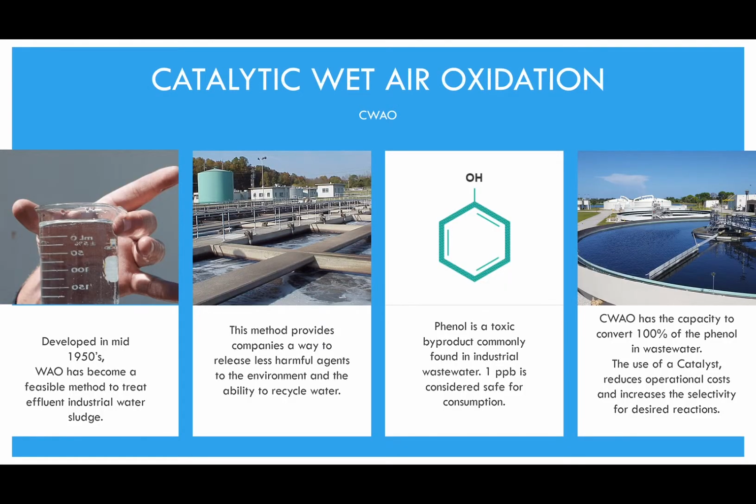There are currently a variety of methods that can be used to treat wastewater, wet air oxidation being one of the most efficient and eco-friendly methods. Developed in the mid-1950s, wet air oxidation has become a feasible method to treat effluent industrial water sludge. This method provides companies a way to release less harmful agents to the environment and the ability to recycle water.